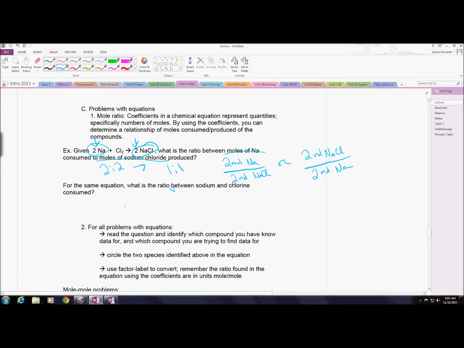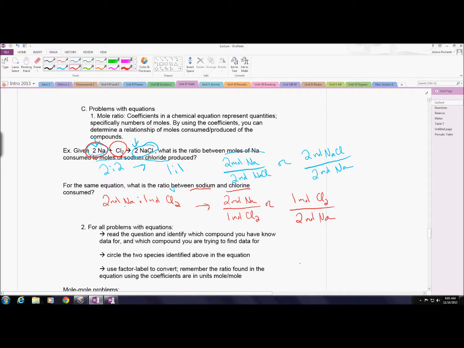Okay, so this question says for the same equation, what is the ratio between sodium and chlorine? So I'm going to change colors here, and they want sodium and chlorine. So here's the sodium again, and here's the chlorine. In this case, for every 2 moles of sodium, I need to use 1 mole of chlorine. So writing that factor label style, I would have for every 2 moles of sodium, I need to use 1 mole of chlorine. Or I could say for every 1 mole of chlorine that I use, I also need to use 2 moles of sodium.